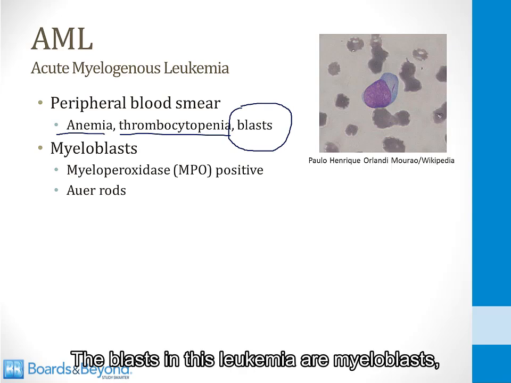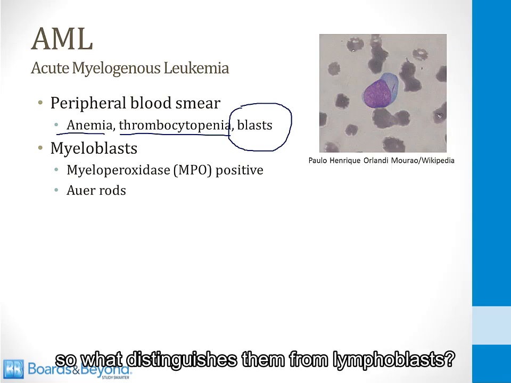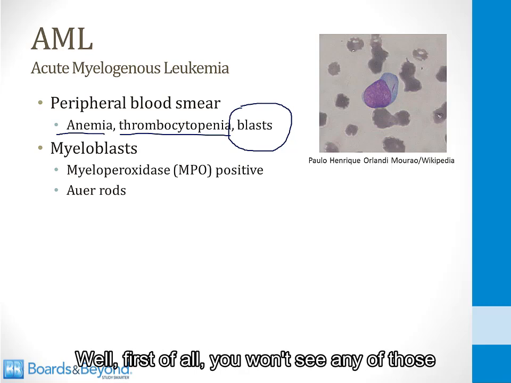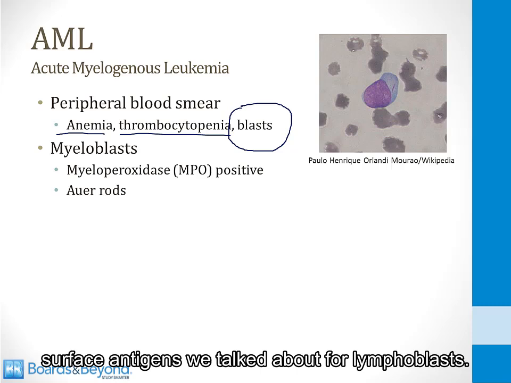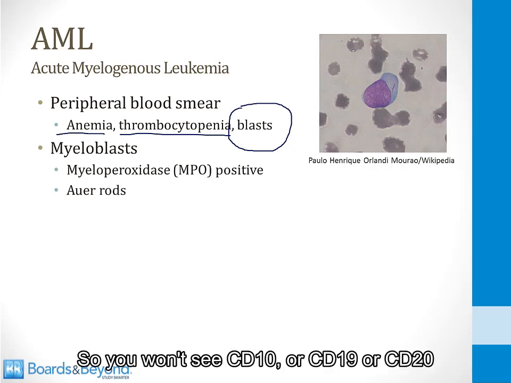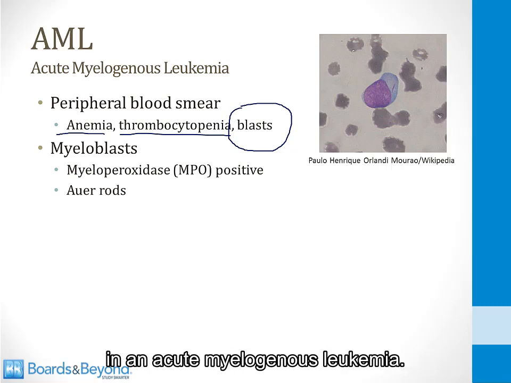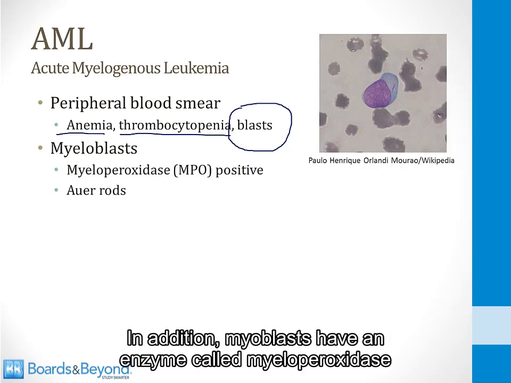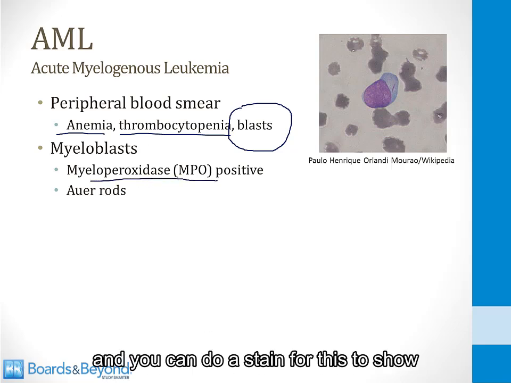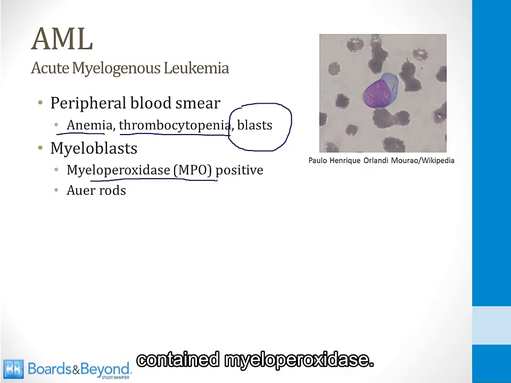The blasts in this leukemia are myeloblasts, so what distinguishes them from lymphoblasts? Well, first of all, you won't see any of those surface antigens we talked about for lymphoblasts, so you won't see CD10 or CD19 or CD20 in an acute myelogenous leukemia. In addition, myeloblasts have an enzyme called myeloperoxidase, and you can do a stain for this to show that the blasts seen in a leukemia contain myeloperoxidase.